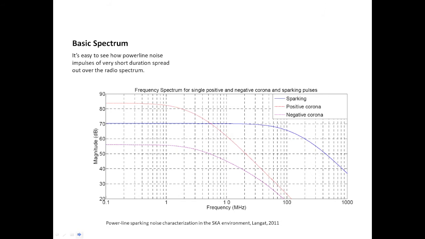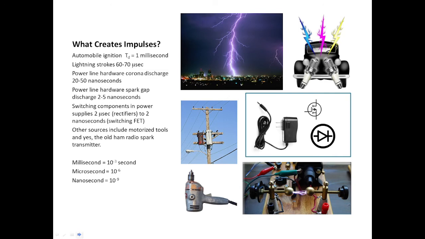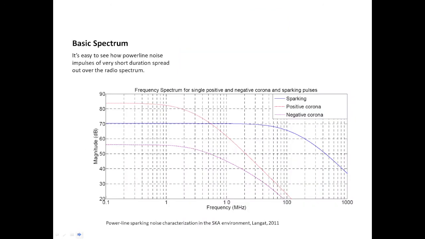The spectrum you get from a really fast impulse, like a sparking noise from a transformer or power line hardware, which, as I mentioned, is down around 2 to 5 nanoseconds, can give you a strong magnitude broadband interference that stretches all the way up to 1 gigahertz, as you can see in this graph. So these tiny little pulses at low frequencies can give you all kinds of noise across the entire spectrum, even up into light.